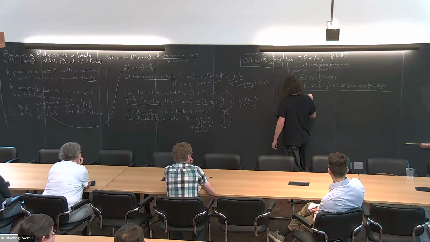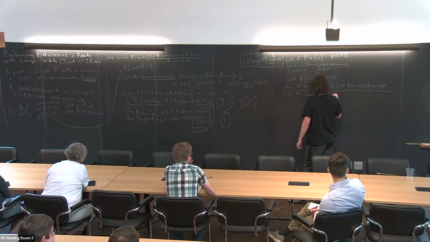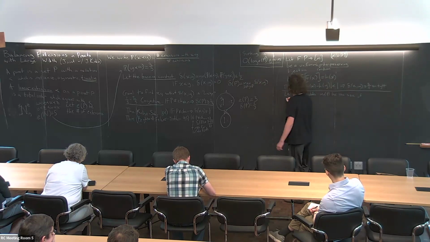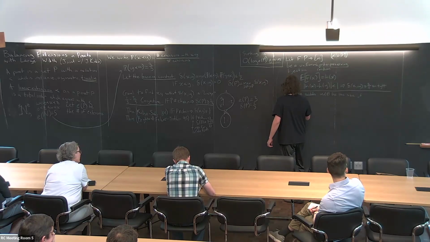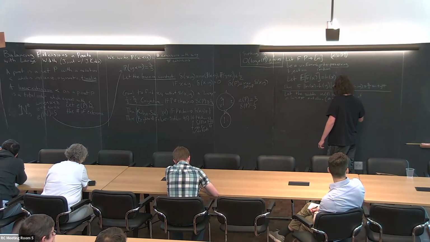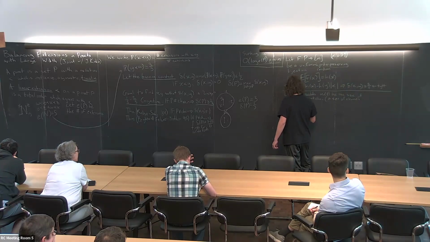So let's let the width w of P be the size of a largest antichain, which is a set of elements with no comparisons or no relations between them.